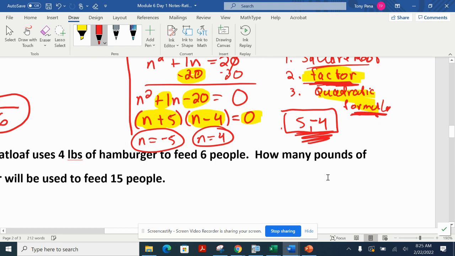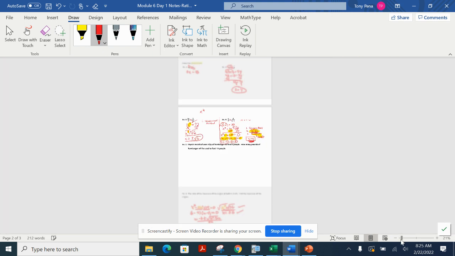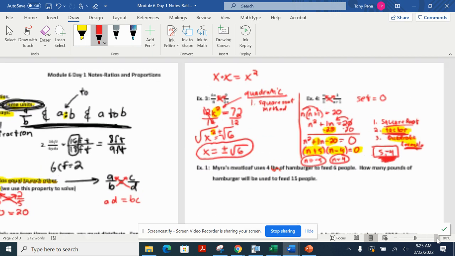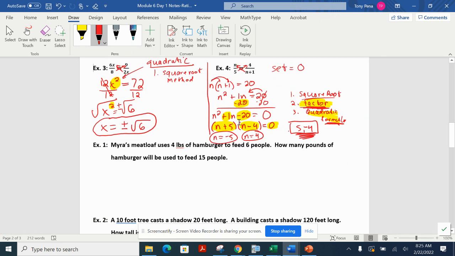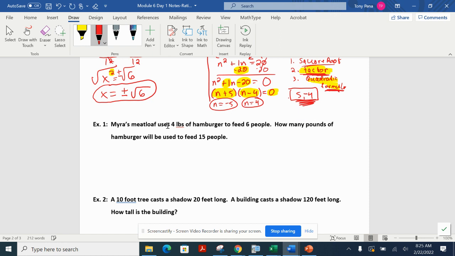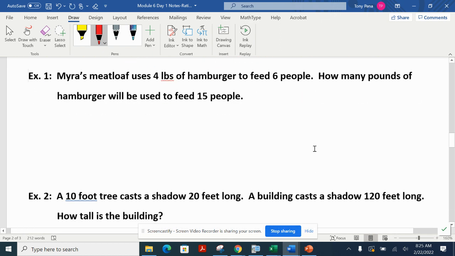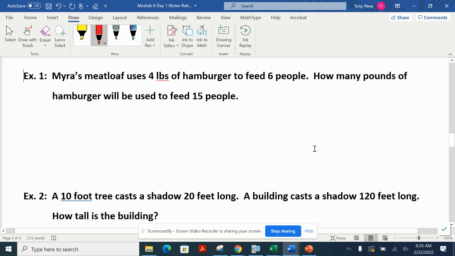All right. Next thing we want to get out of this section are little word problems. And these are the ones that maybe you've seen before. So go to the next page, number 1 here of the word problems. It says Myra's Meatloaf uses 4 pounds of hamburger to feed 6 people. The question then is, how many pounds of hamburger will need to be used if there's going to be 15 people?